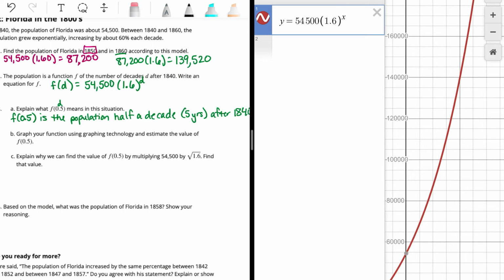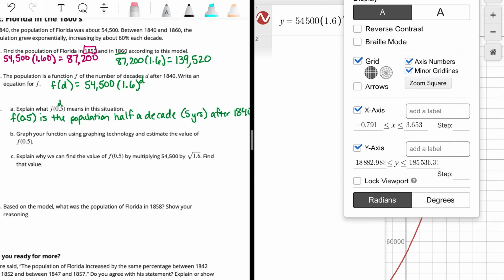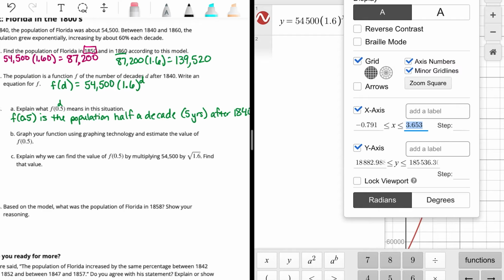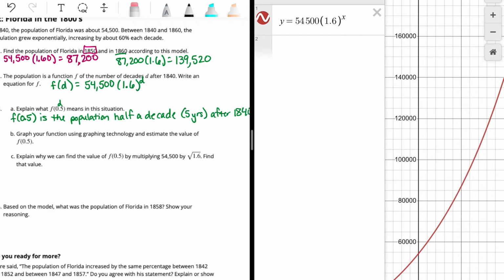If we had changed the decades, let's do that. Let's change the decades to just up to 2 and see how that changes. So notice that that made our graph look a little bit wider and not quite so tall.